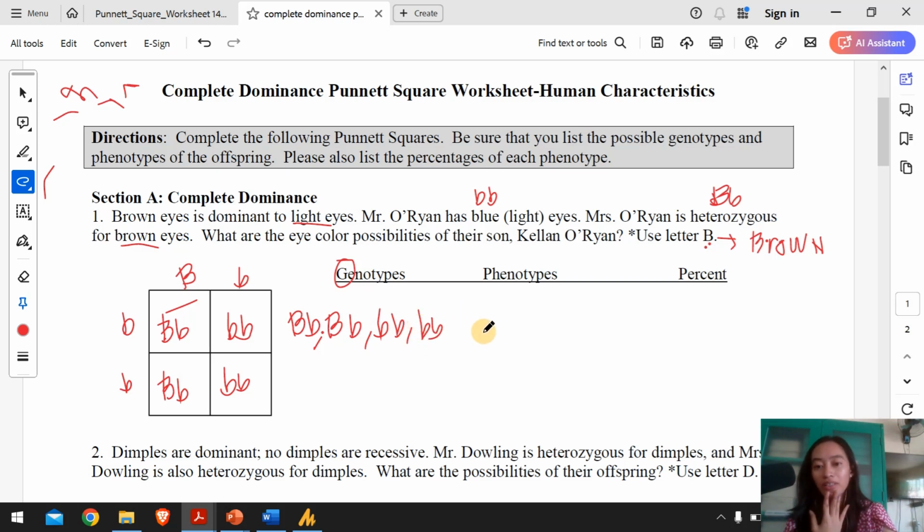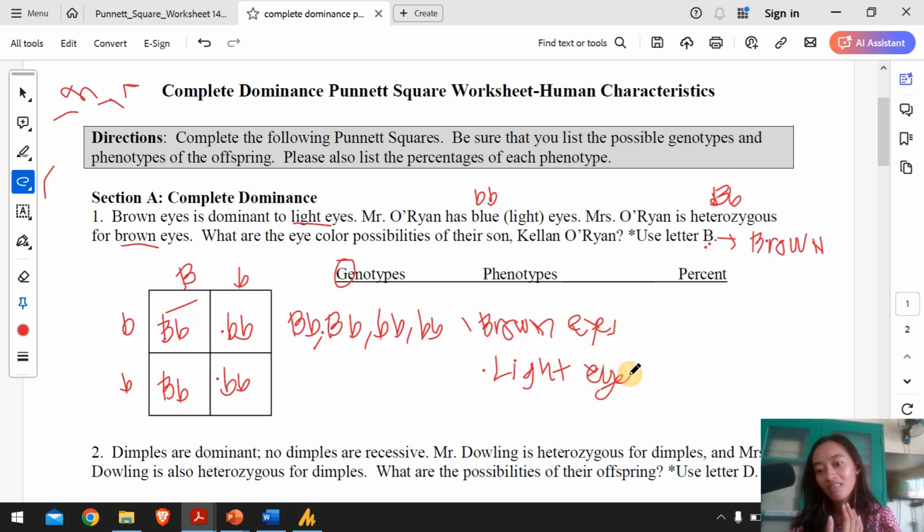Then the possible phenotypes. If it is a big letter and a small letter, it is dominant, so brown eyes. Oh, so hard to write. The one that is all small letters is all recessive, so light. You also have light. Make sure to write the word eyes.